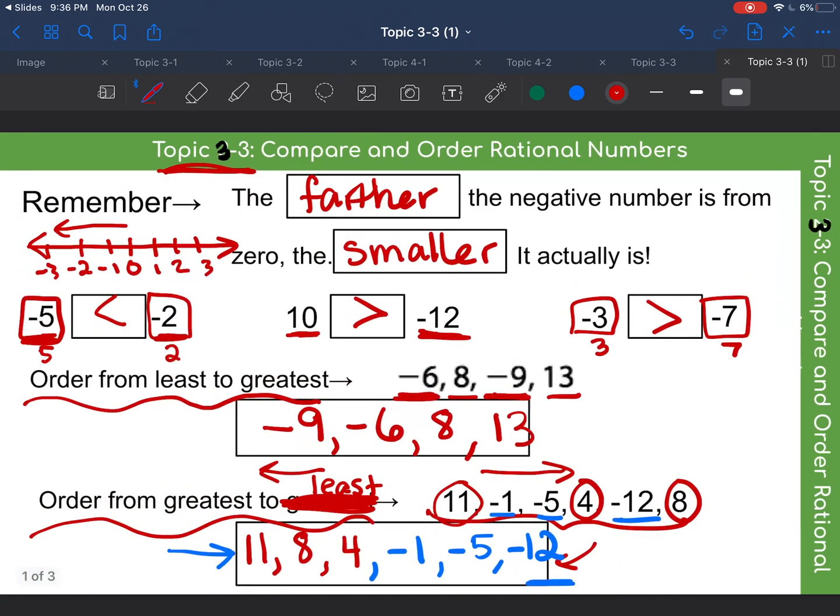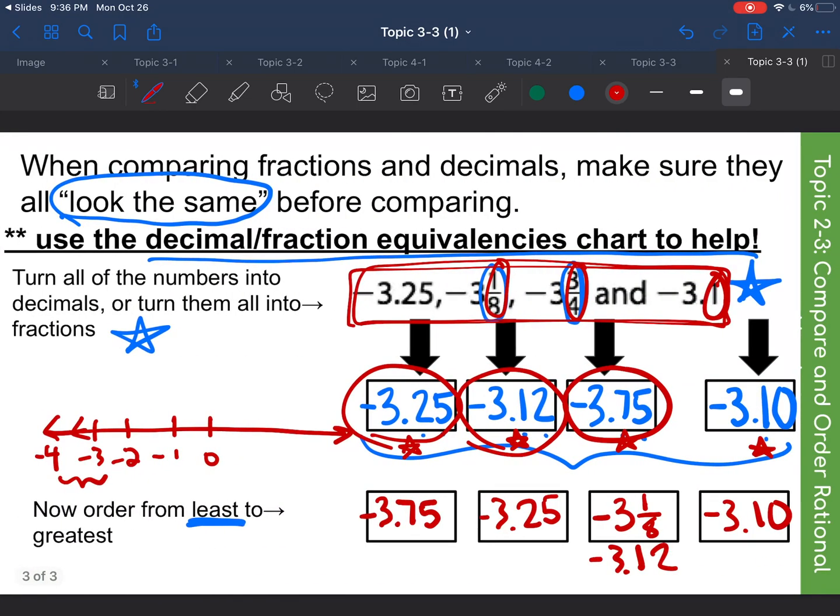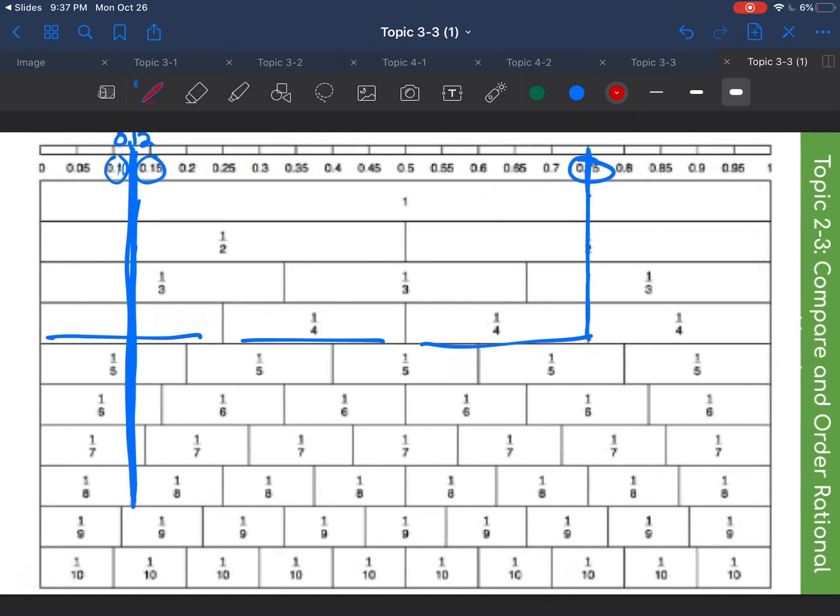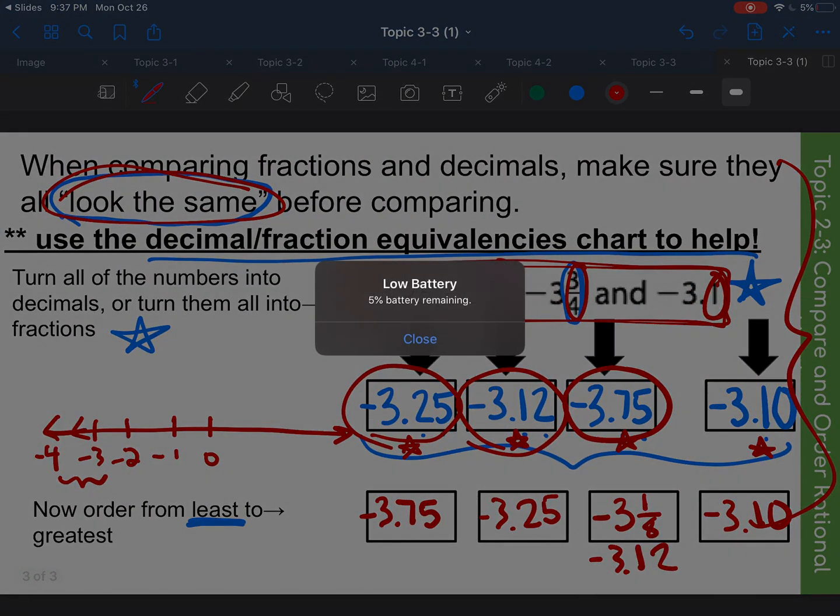Attached to this Ed puzzle is going to be a Google form where you're going to be comparing different integers, comparing different rational numbers, and ordering rational numbers. The biggest thing for this is to make sure they all look the same. Refer back to your notes, guys, and always reference this chart. If you're not sure, you can always find decimal and fraction equivalents by looking at this chart.